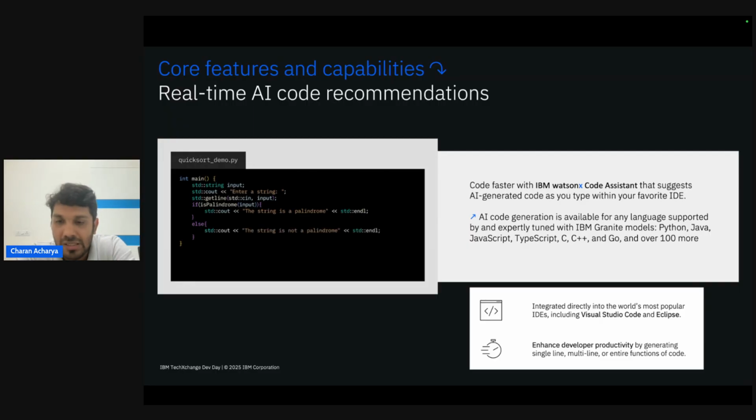Then this WCA can be directly integrated into our IDE, our editor. Currently we support VS Code and Eclipse. So if you are using VS Code, you just go and search in the marketplace for Watsonx Code Assistant. You'll get that plugin and you integrate it into your IDE.